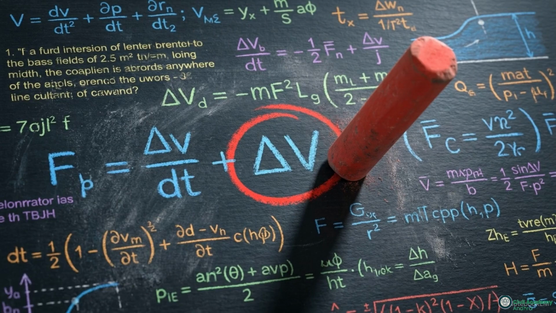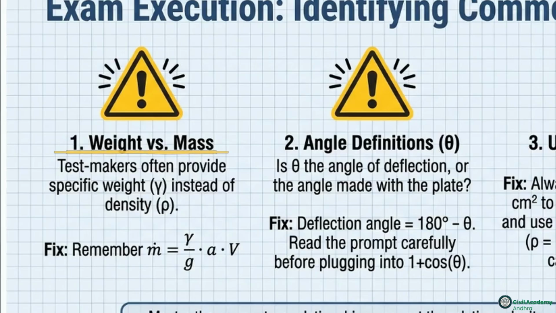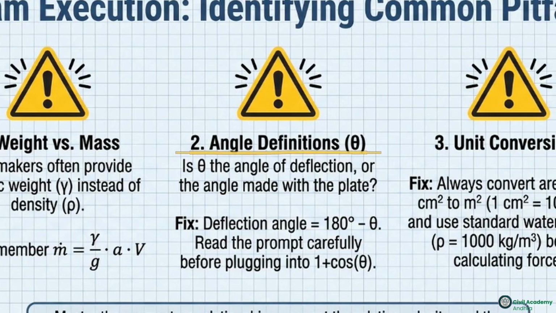The first pitfall is weight versus mass. If a problem provides specific weight instead of density, you must substitute specific weight divided by gravity into the mass flow rate equation. The second pitfall involves angle definitions. You must determine if the given angle is the angle of deflection or the angle made with the plate. If it is the latter, subtract it from 180 degrees before proceeding.